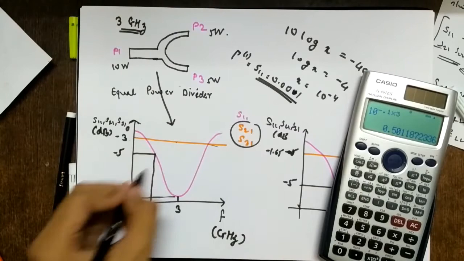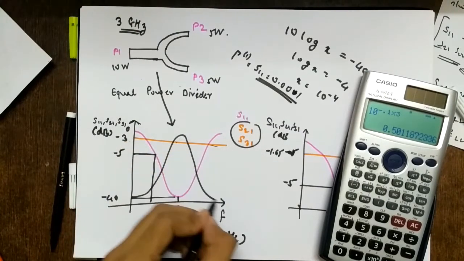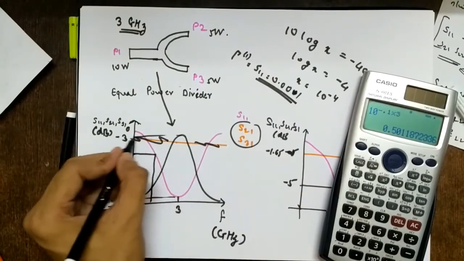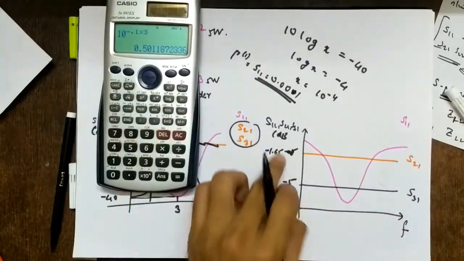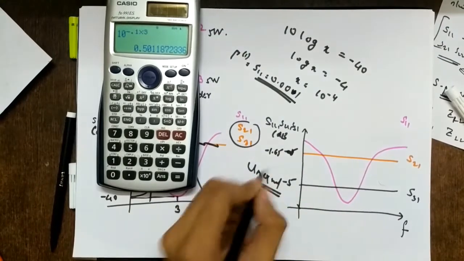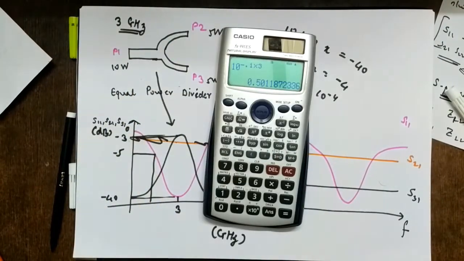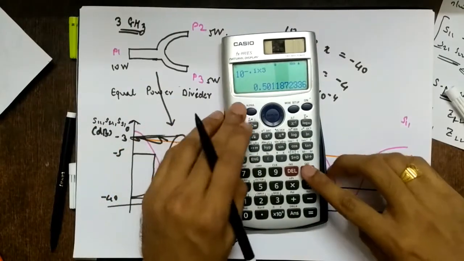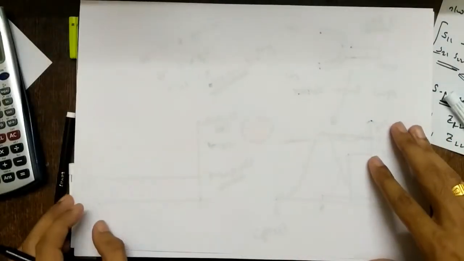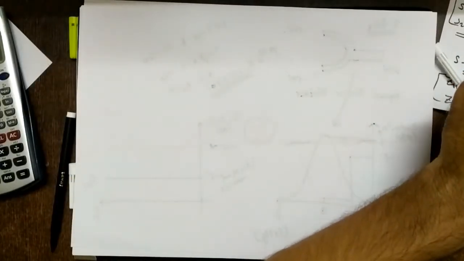Strictly speaking, it will not be exactly like this; the graph will be somewhat like this. So at 3 gigahertz, it will have around minus 3 dB. Here also power is divided, but it is unequal, right? So this is how S parameters are used. They are very important, so you should understand them. So this is about S parameters. Now let's take a numerical and then we'll conclude the lecture.